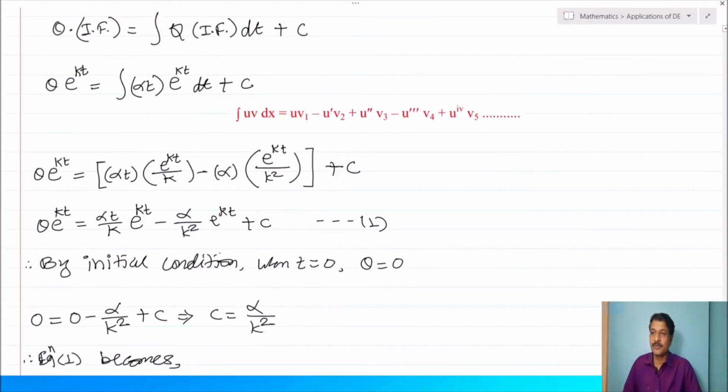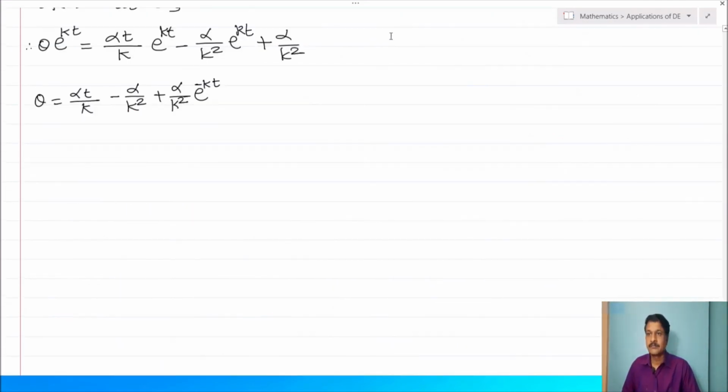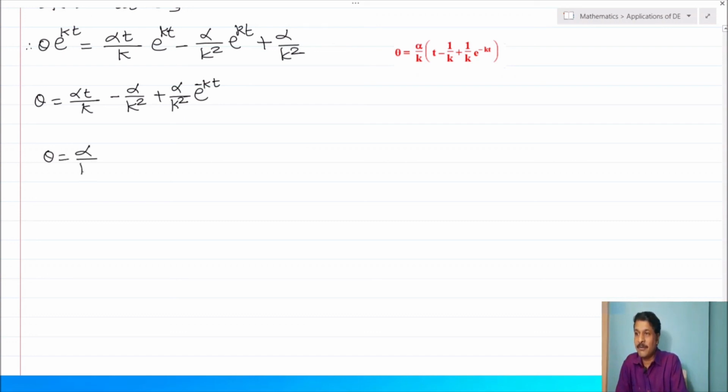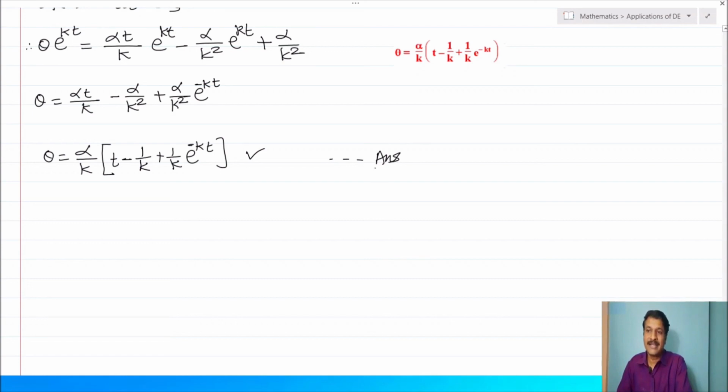What we want to prove is this, so let us simplify. Take α/k common. So θ = α/k, and in the bracket I am getting t minus 1/k plus (1/k) e^(−kt), which is your required solution, or you can say hence proved.